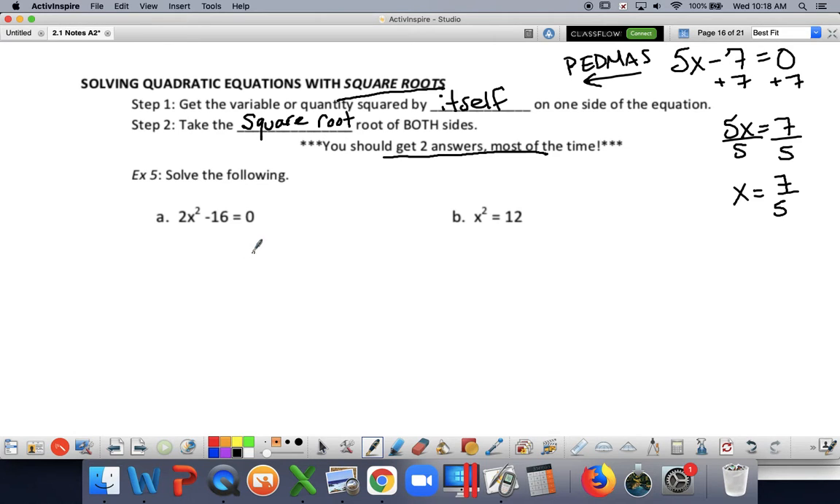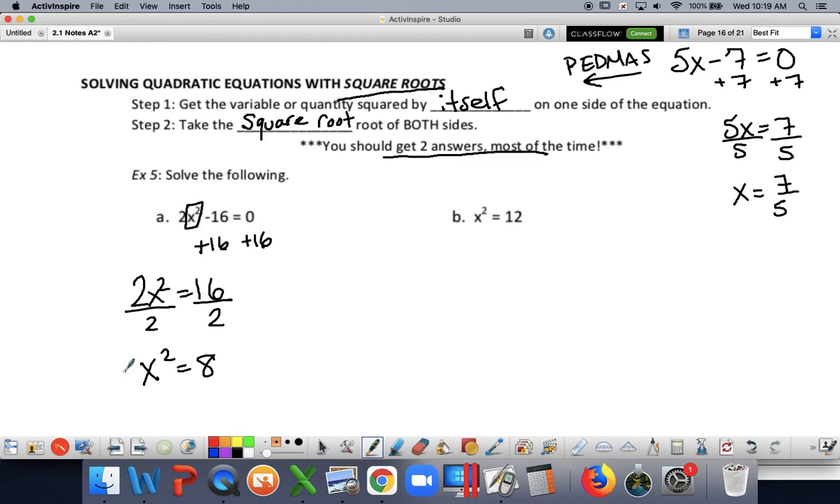So let's go ahead and do our first example. I have 2x squared minus 16. I want to get this all by itself. So in order to do that, I'm going to add 16 to both sides. I then am going to divide both sides by 2. So I get x squared is equal to 8. Those are very similar to the processes that we've done over the years in Algebra 1. So I'm hoping getting to this step is not too big of a deal.